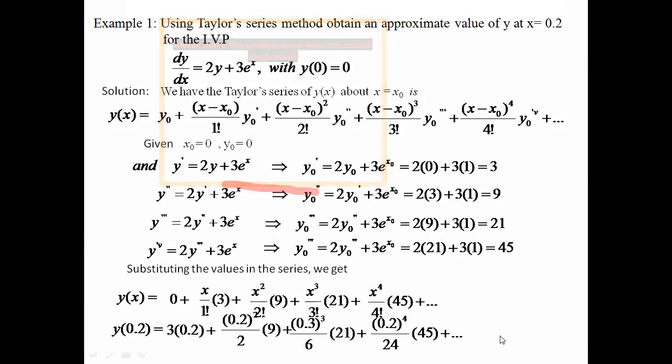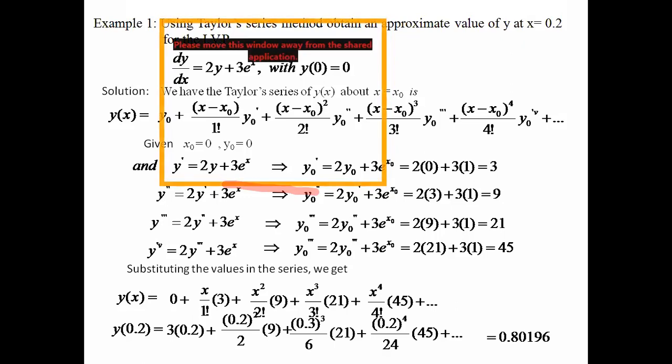And if you simplify, you may see that this value is nothing but 0.80196. So like that, we can find the solution of an initial value problem. An initial value problem is a differential equation with the initial condition, solved by the Taylor series method. So it is a very simple method you studied earlier.